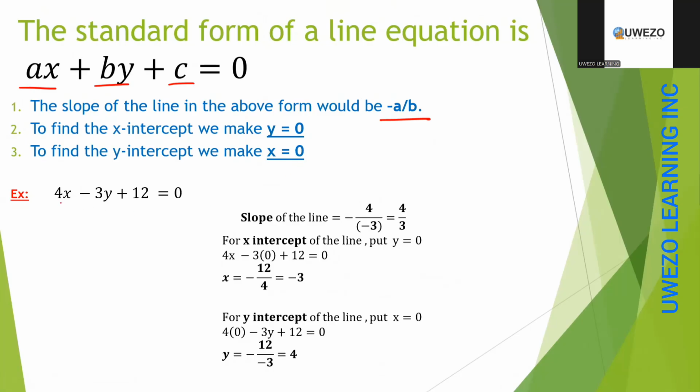For example, if there is a line 4x minus 3y plus 12 equals 0, the slope would be negative of the x coefficient 4 over the y coefficient negative 3. So that would be 4 over 3. And for the x-intercept, we make y 0. Then the corresponding x coordinate is negative 3. Hence, negative 3 would be the x-intercept. Similarly, we make x 0 to find the y-intercept 4.